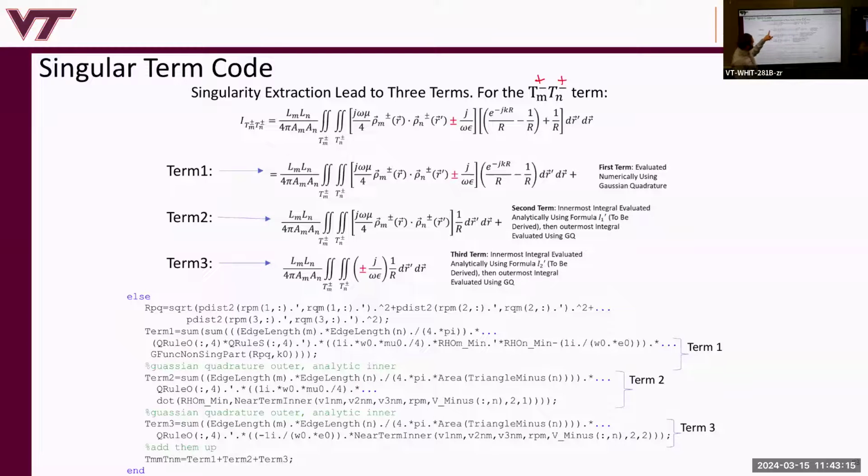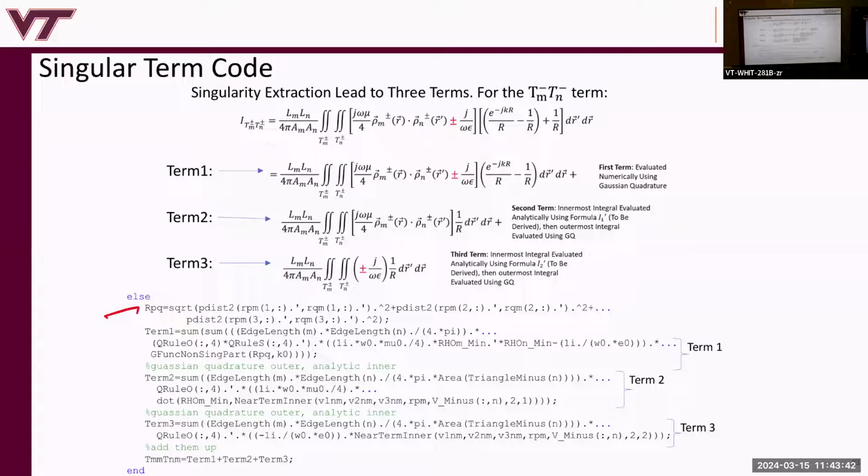And these three terms we attacked in different ways. First one, completely Gaussian quadrature. Second one, innermost integral analytically, outermost Gaussian quadrature. And the third one, innermost analytically, outermost Gaussian quadrature. But these two result in I1 prime and I2 prime, and I2 prime again. All right? So the code is here. Here's term 1, term 2, and term 3. How do we calculate term 1?